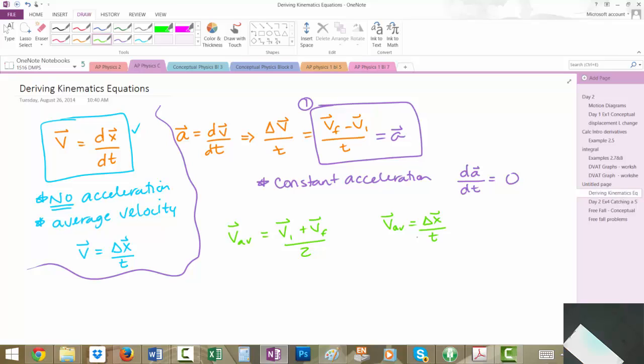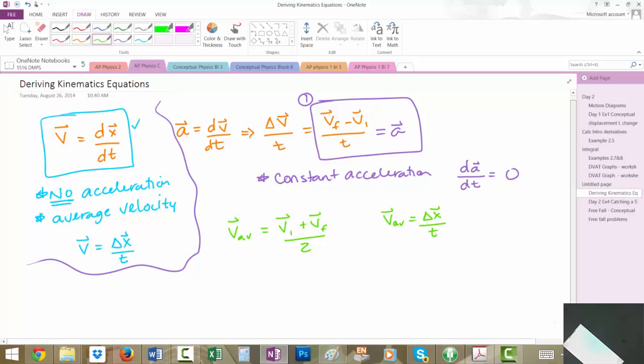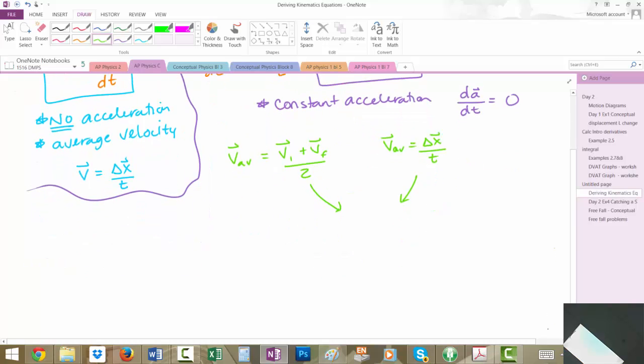So the game here, if you look at this stuff, is that we have 5 different variables: A, VF, VI, X, and T. I want to establish equations with 4 of those 5. So the first one I'm going to do is get rid of A. The way I'm going to do that is put these 2 equations together because they're both equaling the average velocity. Is that okay? Then there will not be any A involved.